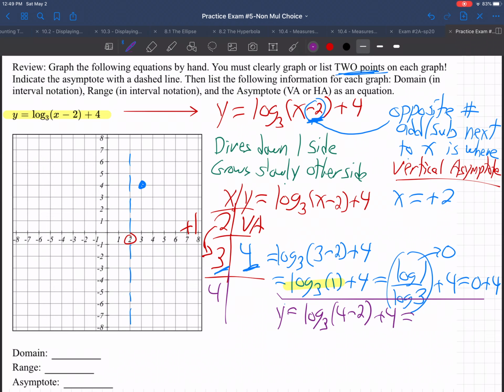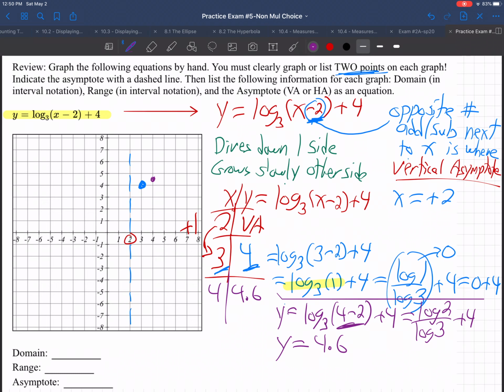Hit the buttons on your calculator. You turn it into 2 logs again. This is 4 minus 2 is 2. So log 2 over log 3 plus 4. And I believe you're going to get some decimal thing. I'll do it on my calculator right now also. Log 2 divided by log 3 and then plus 4. I'm getting 4.6. It goes on and on. Now over 4.6. That's about right there.